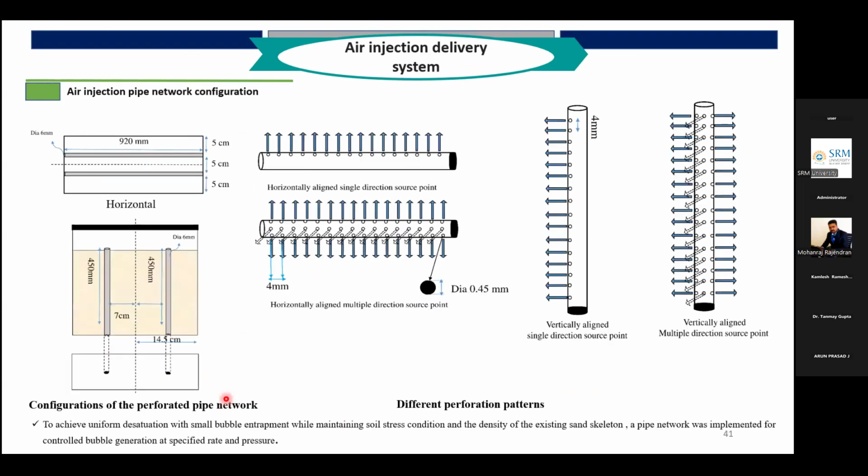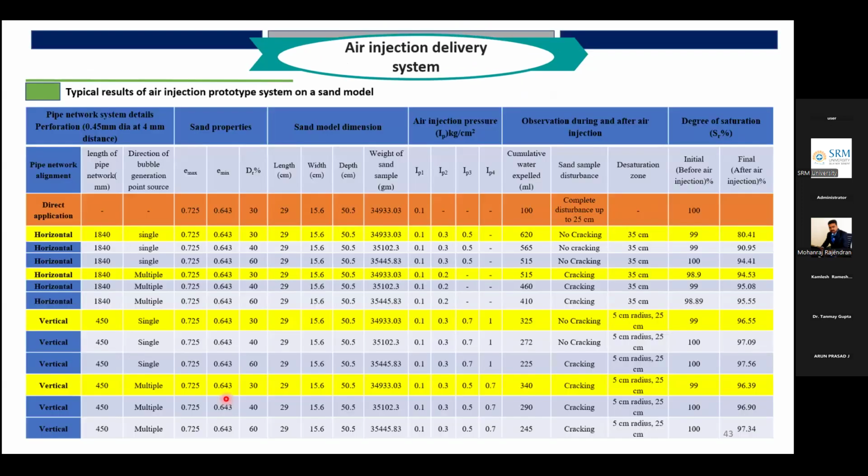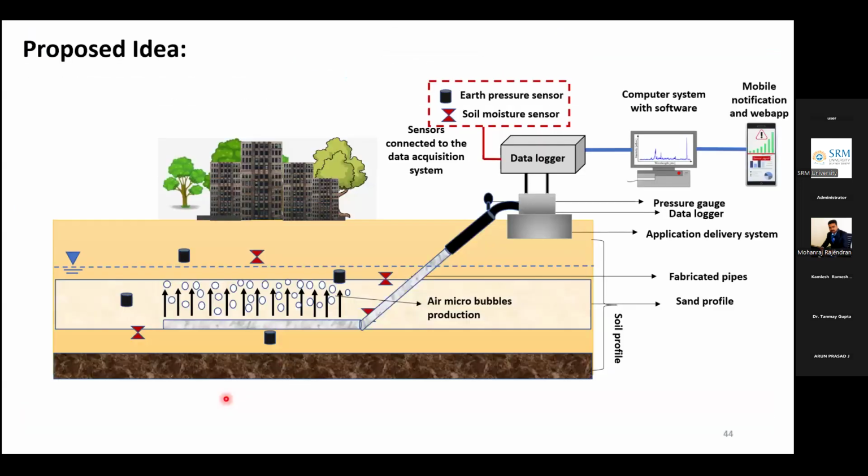So this is the air injection delivery for the different systems we have considered, and the effectiveness of the system was studied and suitable application methods identified. This is the complete result of that. So this is what we are proposing for the field study.